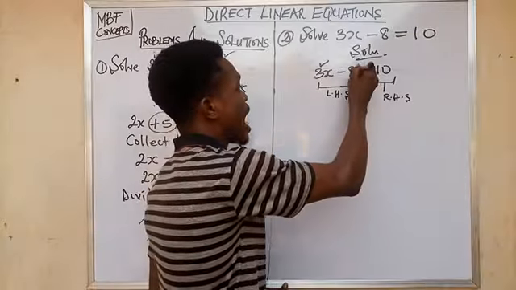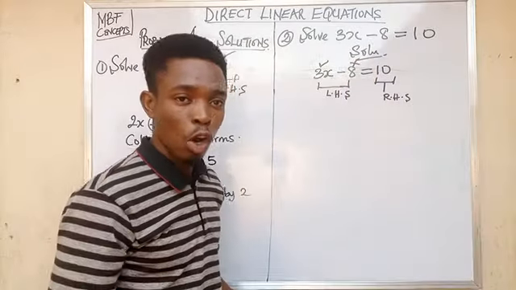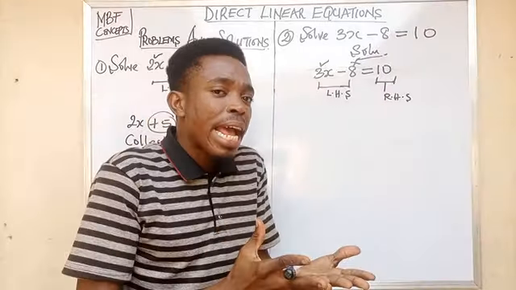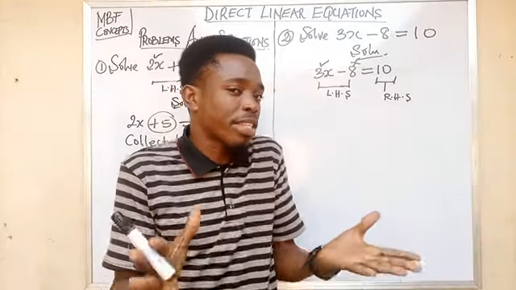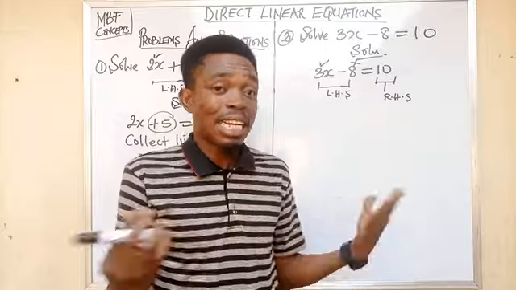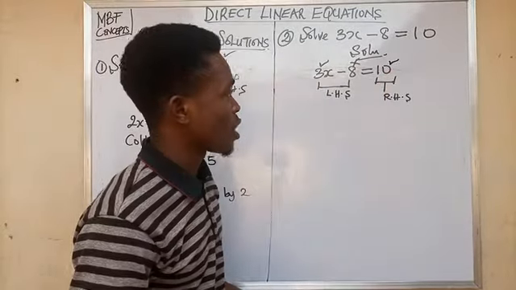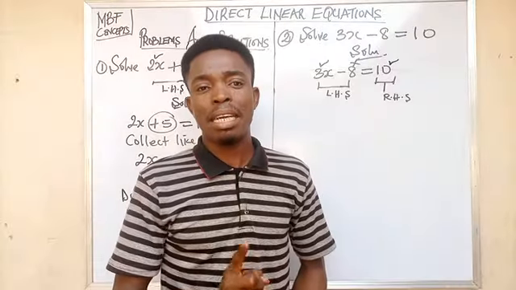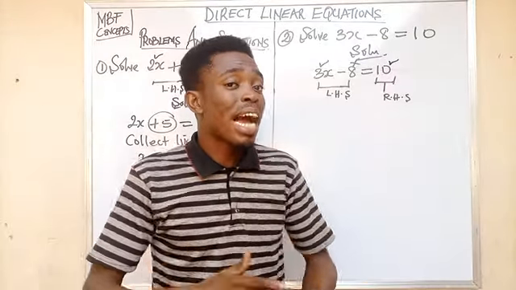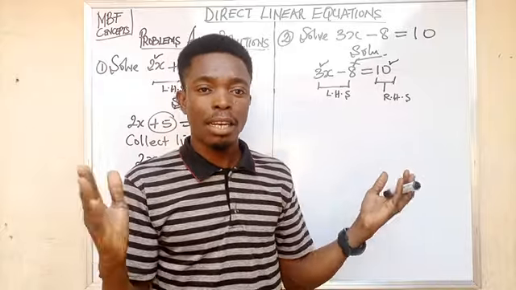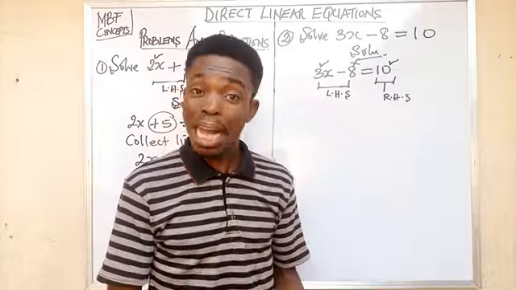Then we have this as wrongly positioned. Then when we come to the right hand side, we have 10 there, and 10 is a constant. By standard, constants are meant to occupy the right hand side. Therefore, 10 is what? Rightly positioned. Now, because of the 8 that is wrongly positioned, we are going to collect like terms. Yes, by rearranging this, we collect like terms. That's all it is, guys.